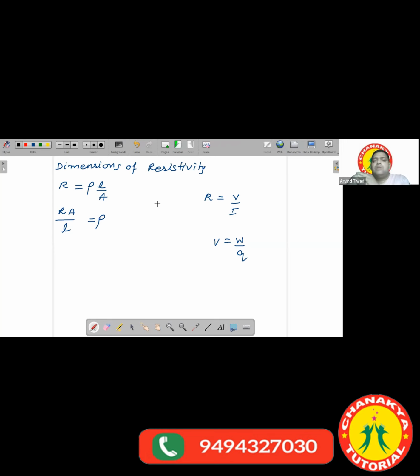Okay. Now there are very important uses of dimensions. First of all, dimensions can be used to verify a formula. They can be used to check whether a given formula is correct or not. Sometimes you have a formula and you want to check whether it is correct or not. So we use dimensions over there to find out whether the formula is correct or not.